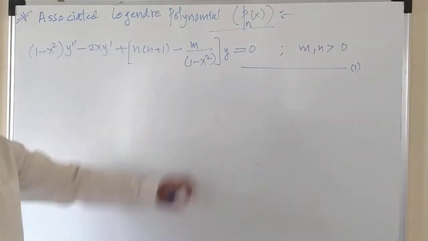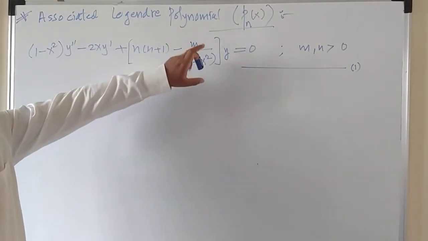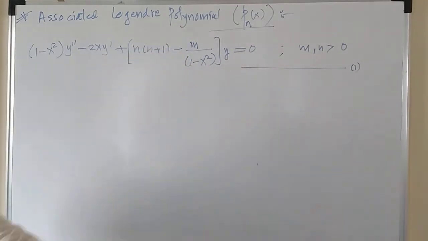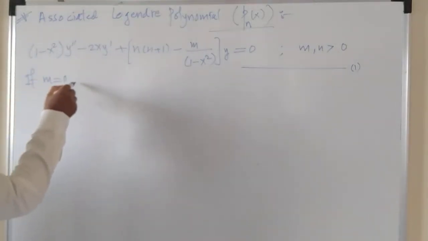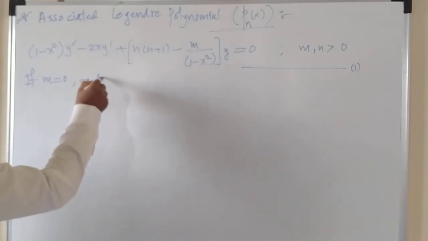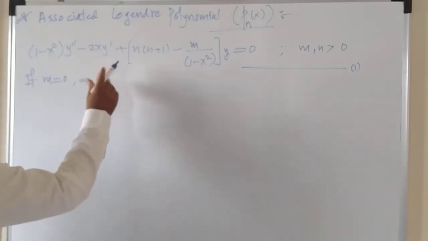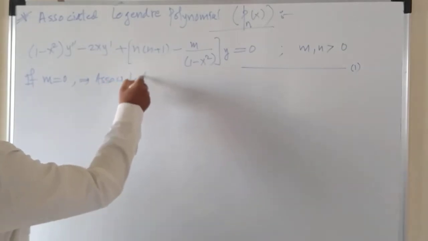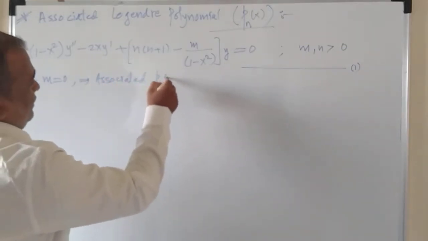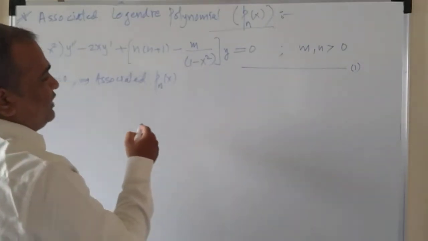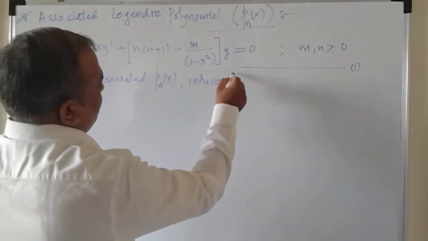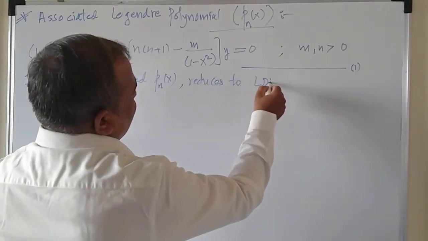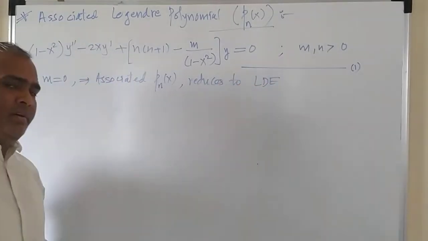What is the change? The change is only in this term. If m equals 0, then the associated Legendre equation reduces to the Legendre differential equation.